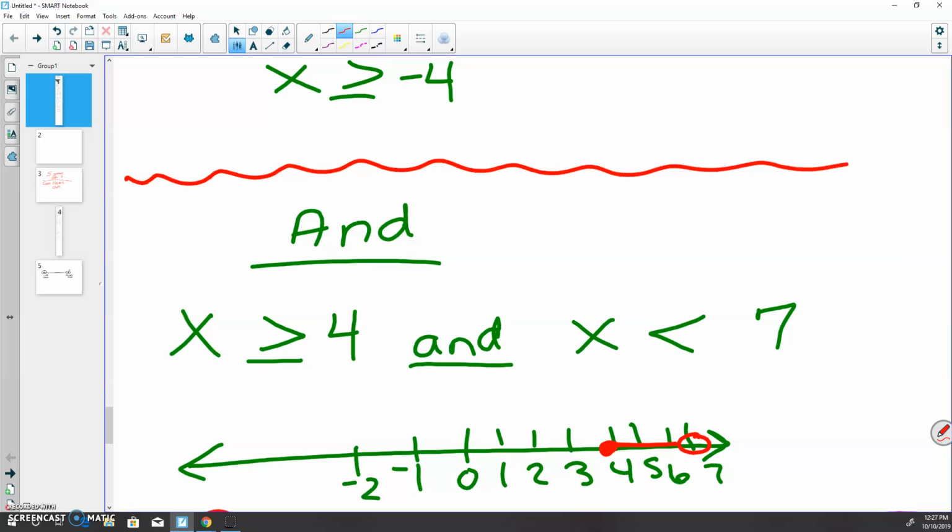If they tell you x is greater than or equal to 4 and x is less than 7, and they want you to graph it, you would circle 4. Use red. Is it colored in? Yes, because it's equal to, and your line goes which direction? To the right. Then you would circle 7. Is it colored in? And it goes to the left.